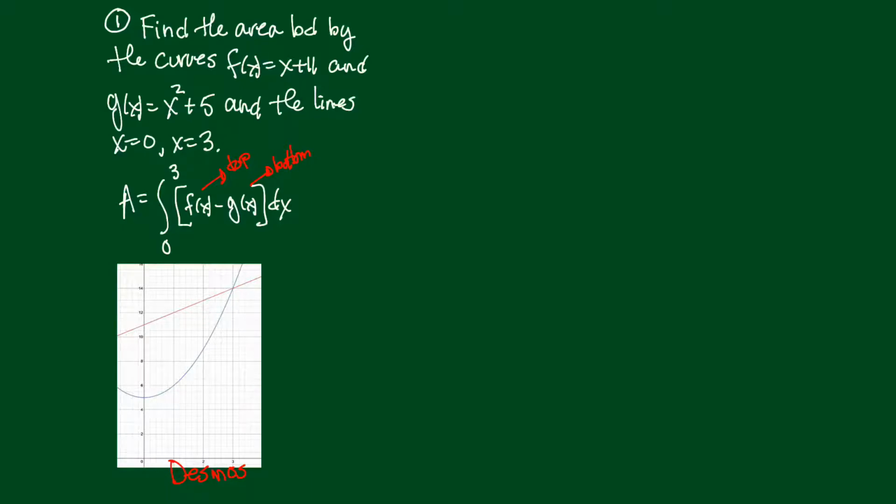And what we're looking for is this area bounded by those two curves and the line 0 right here and the line 3. And if I draw a representative rectangle in here, I can see that the top, right, here's the top, that's coming off this line, and here's the bottom, that's coming off of that parabola.